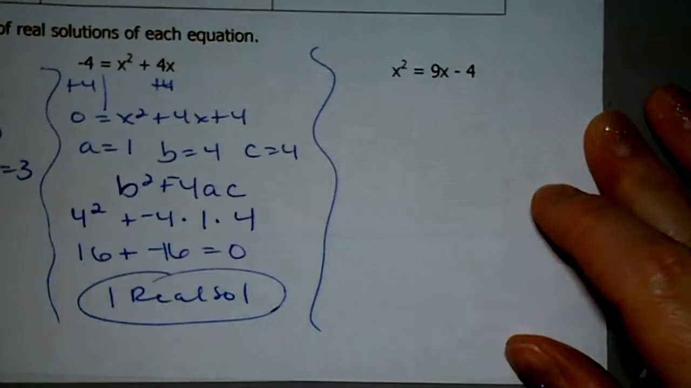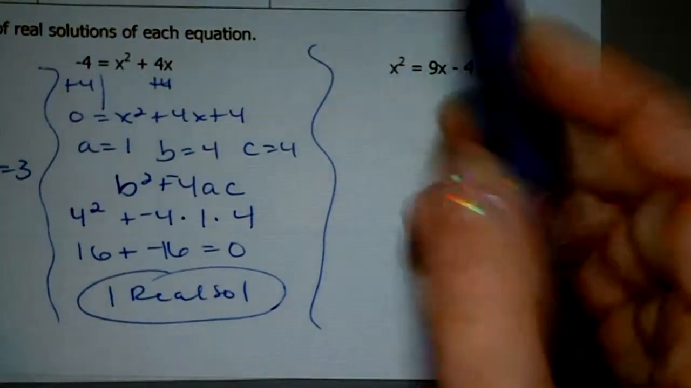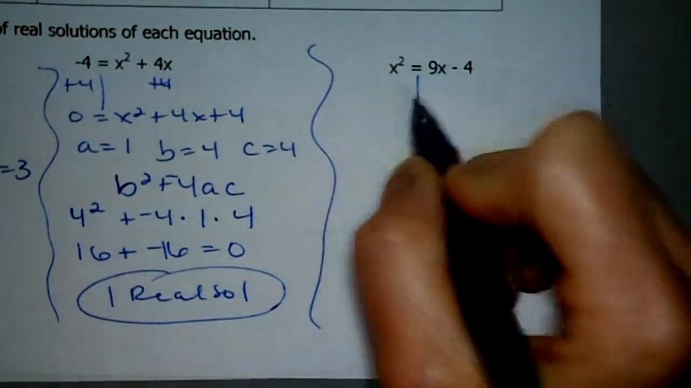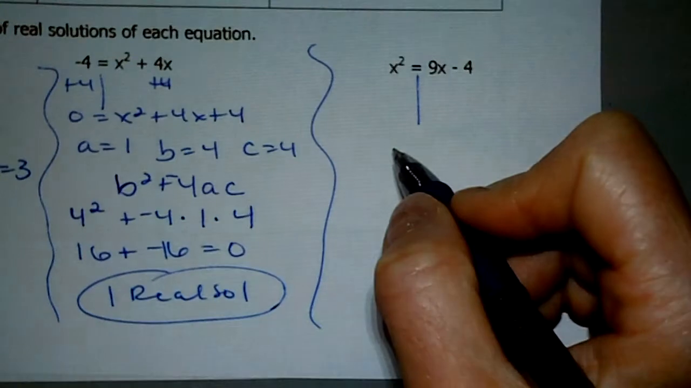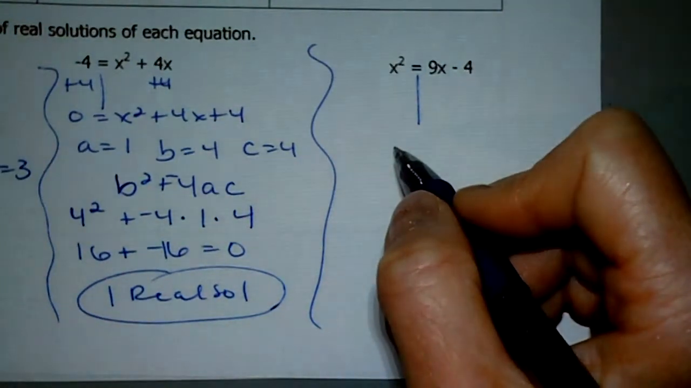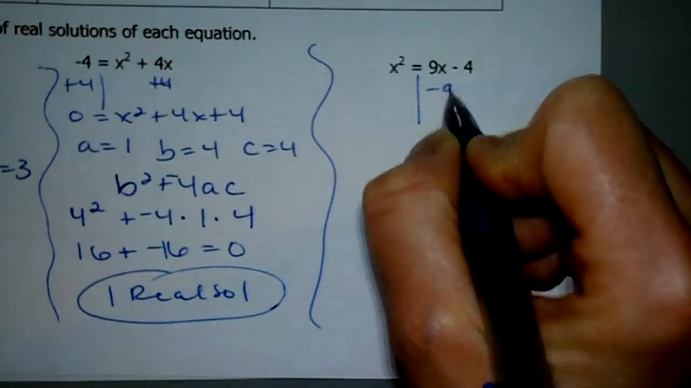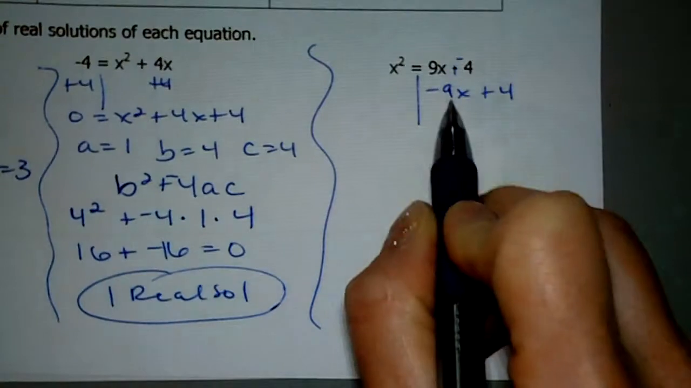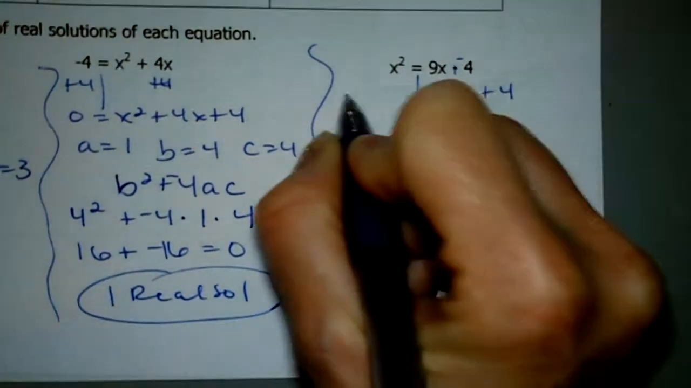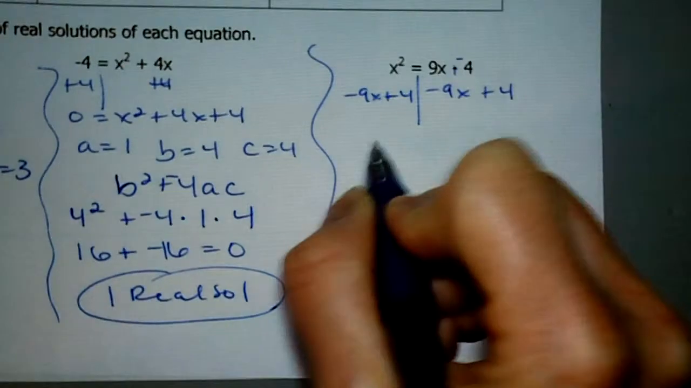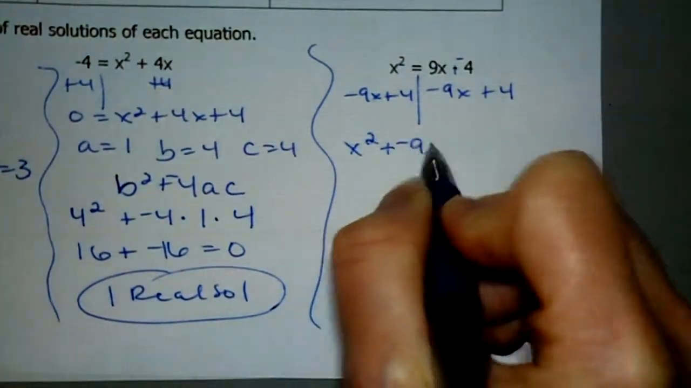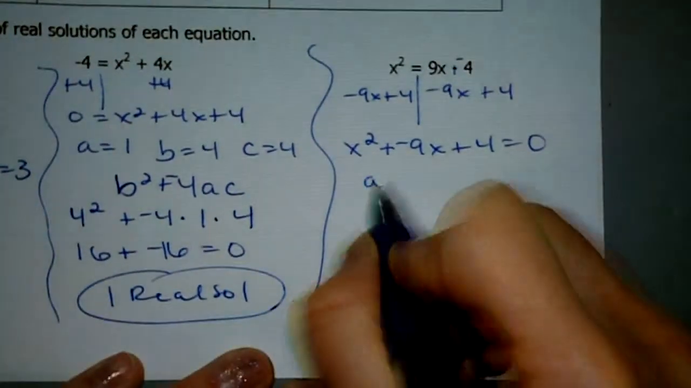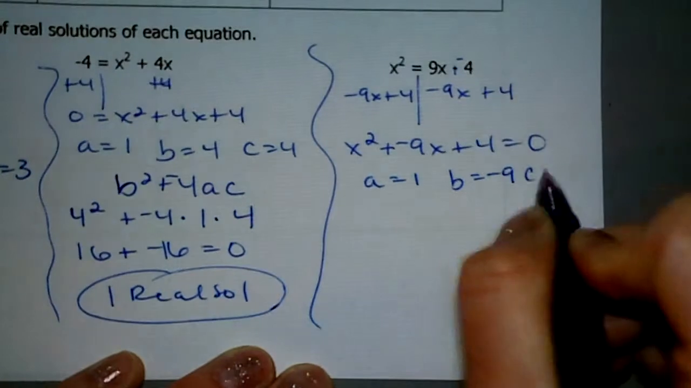All right, with this last one, the choice is yours. You can move this over there. You can move these over here. I'm just going to move them over to this side because I like my x's positive. Everybody likes friendly x's. Otherwise, it's just awkward. Anyway, maybe you're laughing. Maybe you're like, oh, just get over it. All right, so I'm going to subtract 9x. I'm going to add positive 4. I'm going to do this to both sides. So you end up with x squared plus negative 9x plus 4 equals 0. Now I can identify my A, my B, my C.